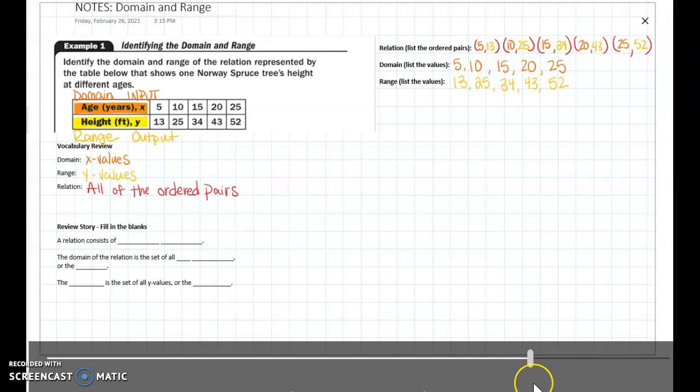Now the last thing for the last part of this review was the review story. So we paused and everybody filled in the blanks to this little story down here at the bottom. So pause the video again and fill in the blanks and see if you got all the information you needed for this story.